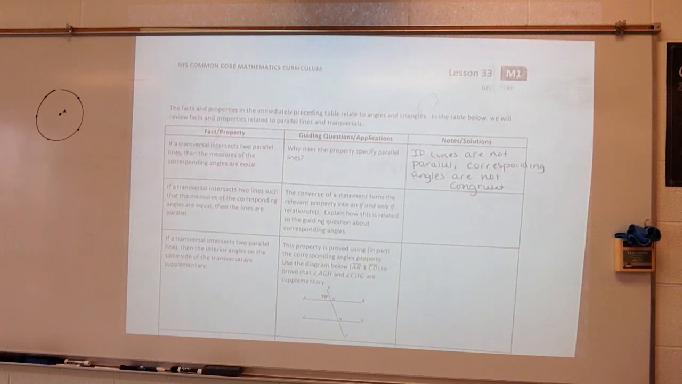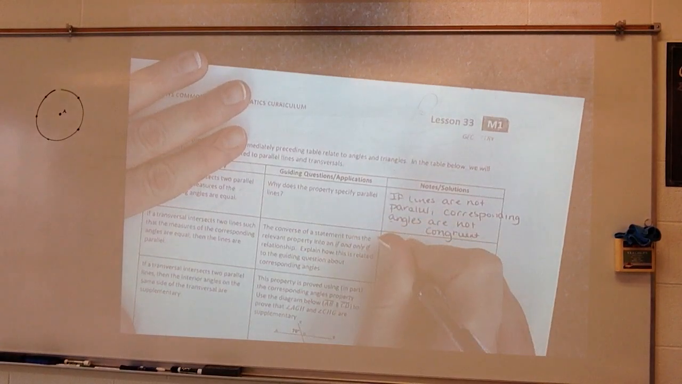If a transversal intersects two lines such that the measures of the corresponding angles are equal, then the lines are parallel. It says the converse of the statement turns the relevant property into an if and only if relationship. Explain how this related to the guiding question about corresponding angles. Well, the if and only if specifies the only case in which corresponding angles are congruent. And that means that the lines have to be parallel.